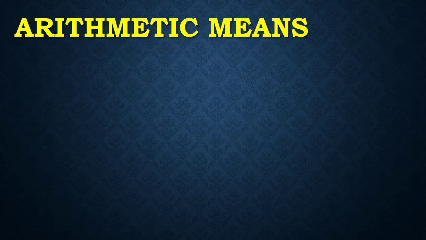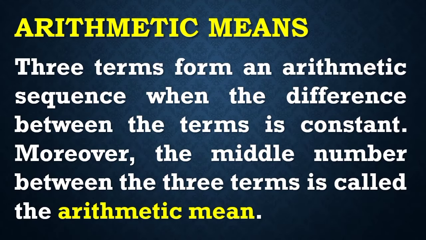What do we mean by arithmetic means? Three terms form an arithmetic sequence when the difference between the terms is constant. Moreover, the middle number between the 3 terms is called the arithmetic mean. So kung matatandaan nyo kanina, nag-add tayo ng dalawang number para makuha yung pinaka-gitna nila. So yung tatlong number na yon, kapag sinulat natin sila, magpo-form sila ng arithmetic sequence. And then, yung common difference nun ay constant. And then yung middle number na yon ay tatawagin siyang arithmetic mean.